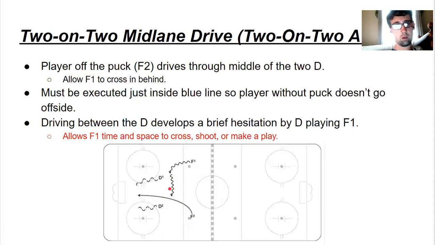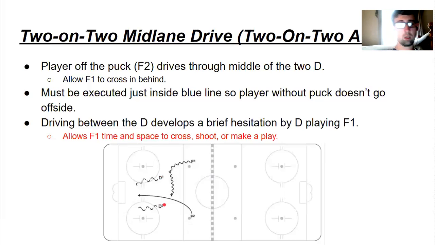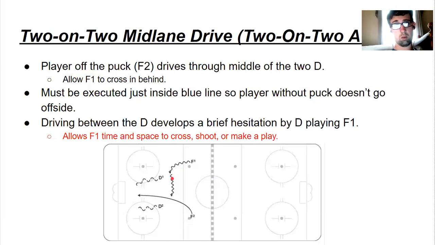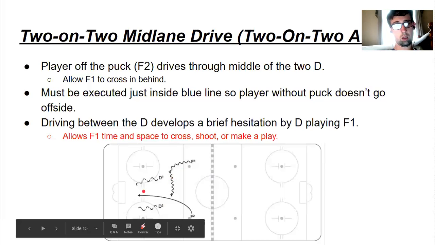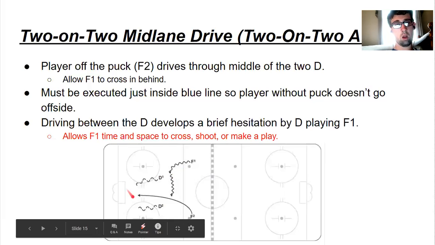Driving between the defensive men develops a brief hesitation by the defensive men playing forward 1. So whether it's defensive man 1 or defensive man 2, it develops a brief hesitation in them playing forward 1, allowing forward 1 time and space to cross through or make a play. So that gives an opportunity basically to either decide to shoot, cross between one of them, or make a play.